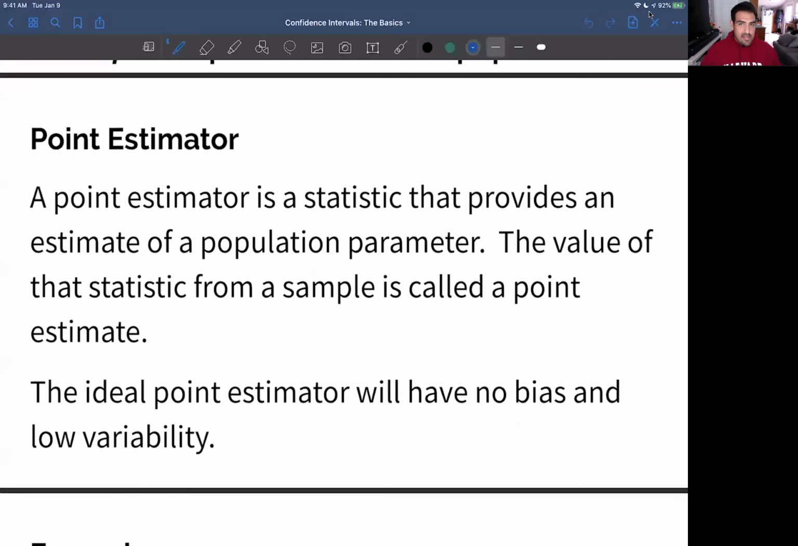So think about this entire method that we're doing. We are going to make an educated guess at the true population parameter based off of a statistic that we collect from a sample. Say we collect a sample of 20 students. The statistic that we collect from those 20 students becomes our point estimator. It's the basis of everything that we're going to do. This is the first piece of information we collect, the point estimator.